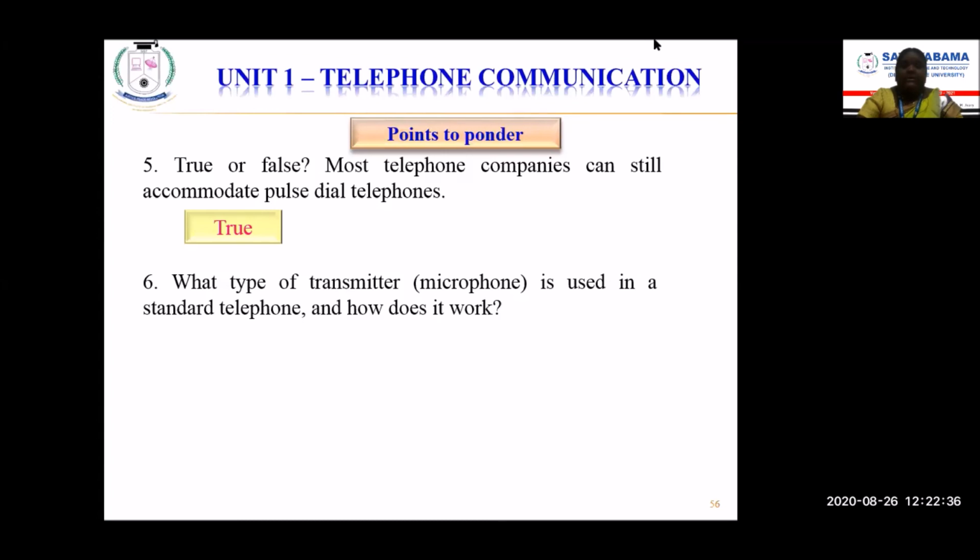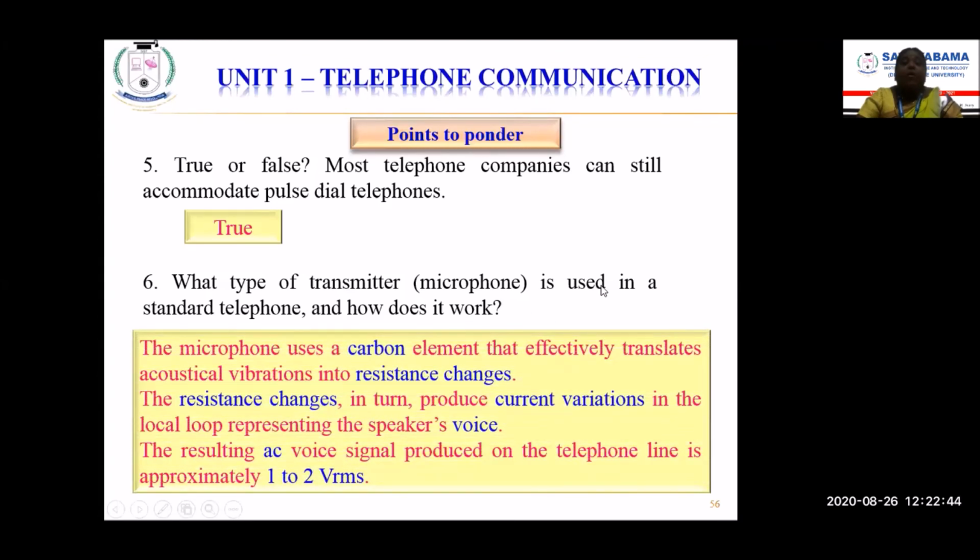Very good, thank you for your responses. So let us see what the exact answer is. The microphone uses a common element, as all of you have told. It effectively translates the acoustical vibrations into resistance changes. Acoustical vibrations means whatever we speak, the modulation of the speech. That affects the resistance present there. So this resistance change in turn produces the current variations in the local loop representing the speaker's voice.